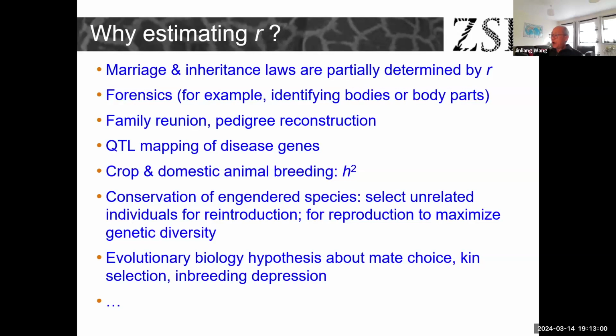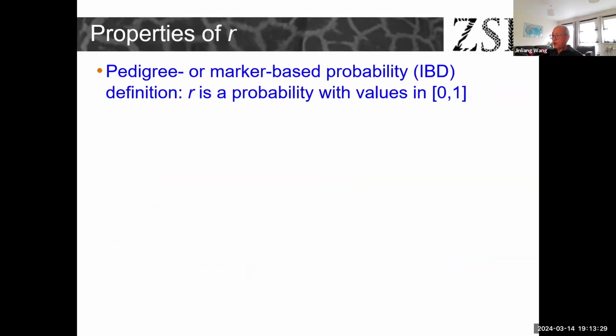And in evolutionary biology, we could use inbreeding and relatedness to test hypotheses like kin selection, inbreeding depression, and mate choice. All those important concepts can be tested with the use of relatedness. And there are many other applications.